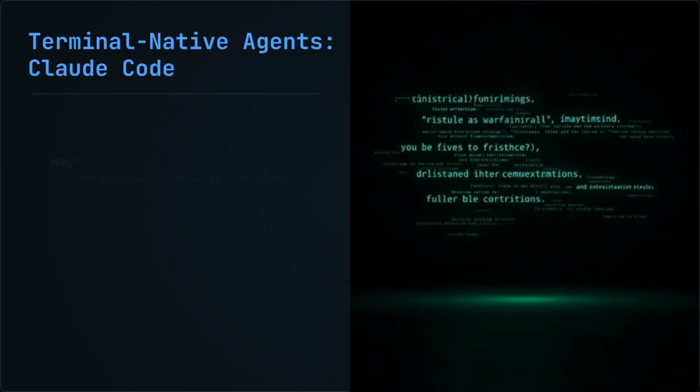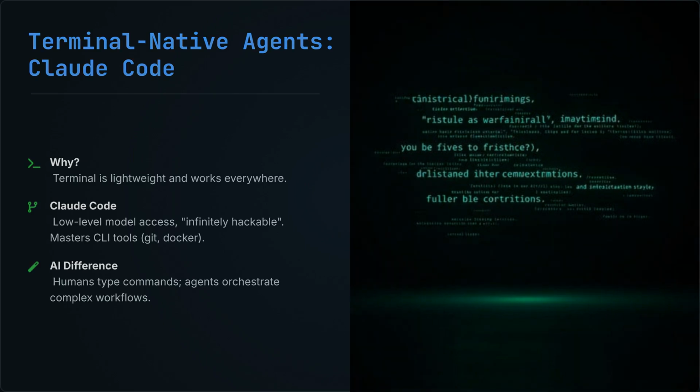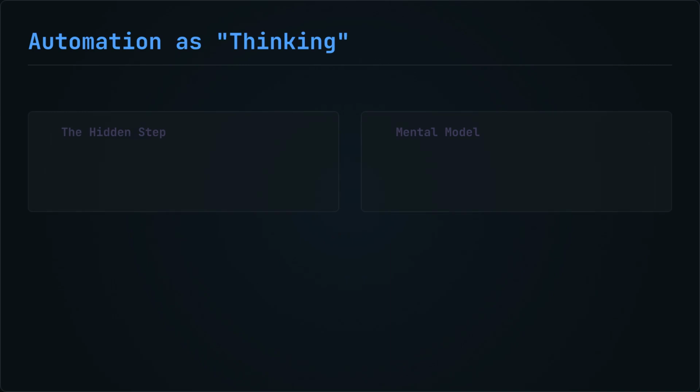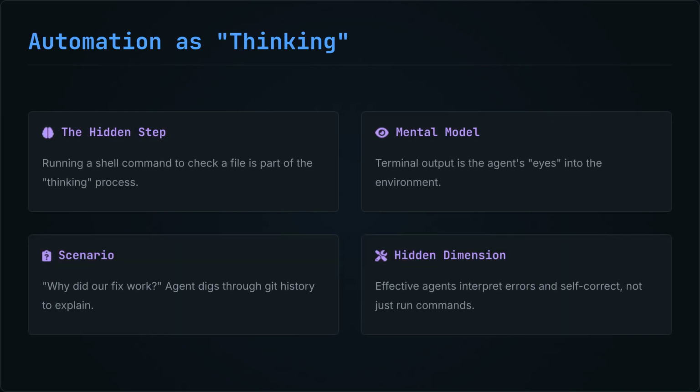Terminal native agents, such as Claude Code, are highly hackable and master CLI tools like Git and Docker. The terminal is lightweight and works everywhere, allowing agents to orchestrate complex workflows. Automation is thinking. Running shell commands is part of the agent's thought process. Terminal output is the agent's eyes into the environment, allowing effective agents to interpret errors and self-correct.